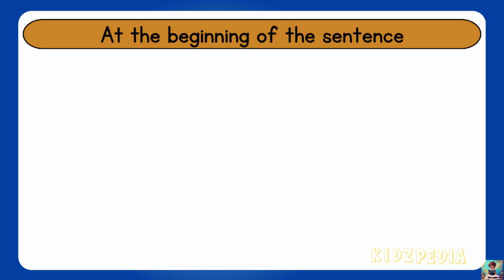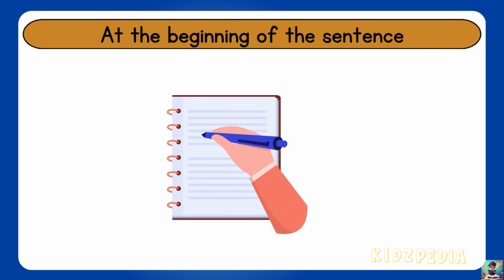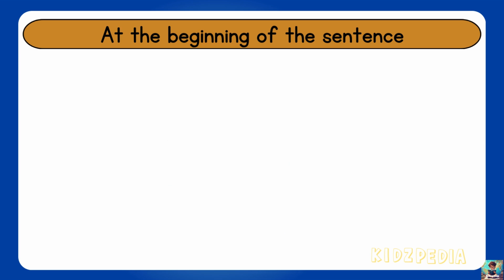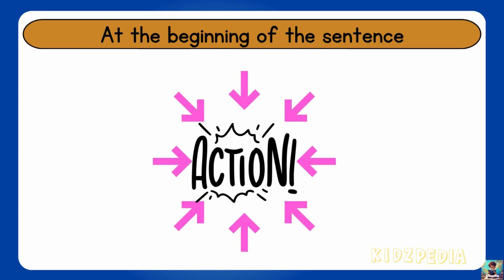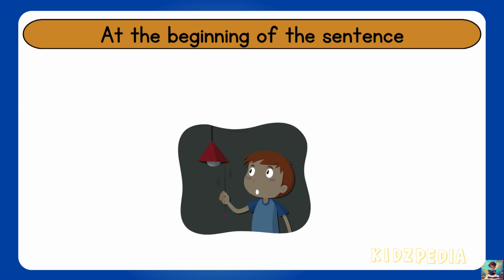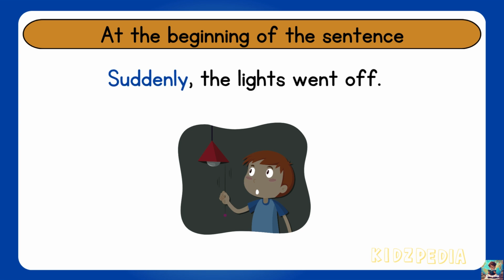Adverb at the beginning of the sentence. This pattern is often used in writing or storytelling to add style or emphasize an action. Example, suddenly the lights went off. In this sentence, the adverb suddenly comes at the beginning to emphasize the unexpectedness or surprise of the action.